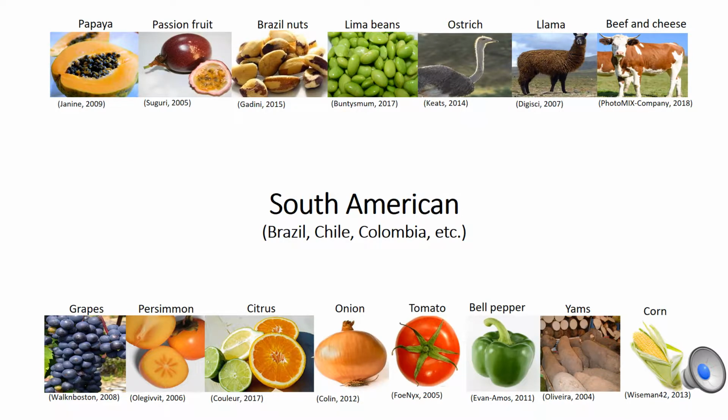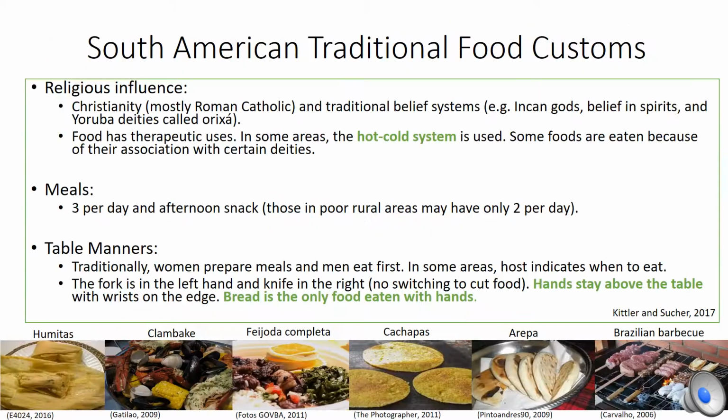Next, we present some common South American food. South American traditional food customs have a religious influence of Christianity, mostly Roman Catholic, and traditional belief systems including the Incan gods, belief in spirits, and Yoruba deities called Orixa. Food has therapeutic uses. In some areas, the hot-cold system is used, and some foods are eaten because of their association with certain deities. Meals are served 3 per day with an afternoon snack. Those in poor rural areas may have only 2 meals per day.